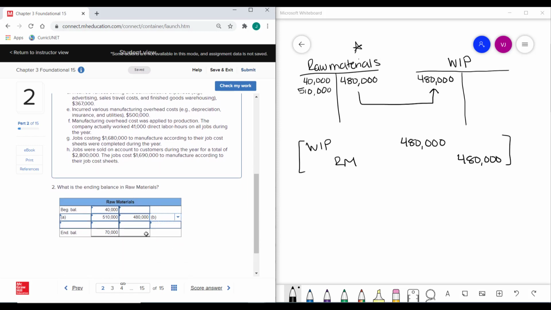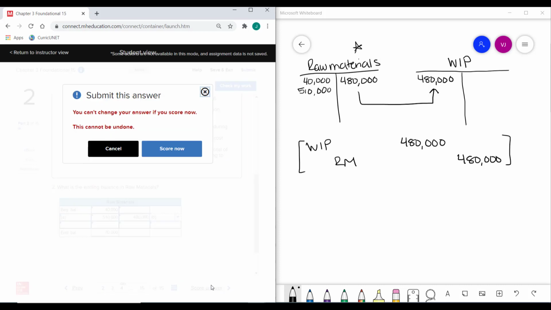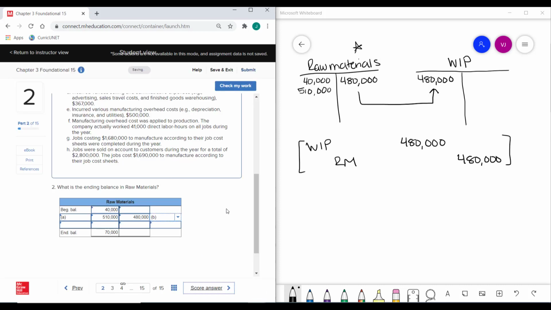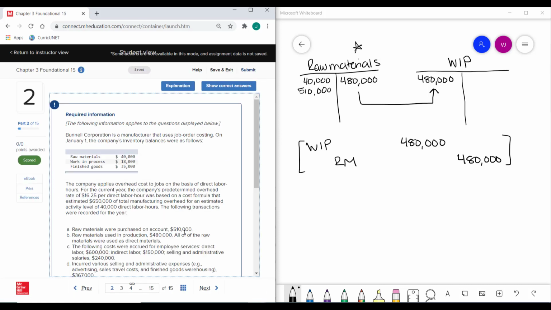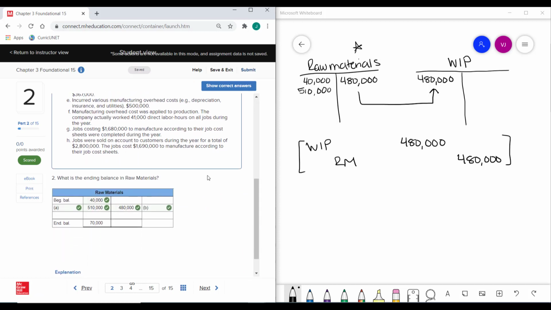So we can see here that the ending balance in raw materials is $70,000, right? We had $550,000 on the left and $480,000 on the right, the amount that it decreased by, leaving us with $70,000. Let's go ahead and score that answer. And that's all correct.